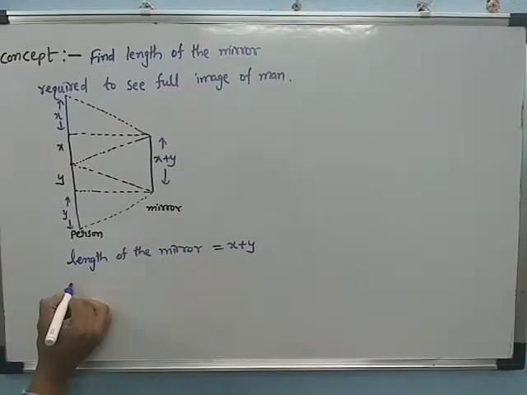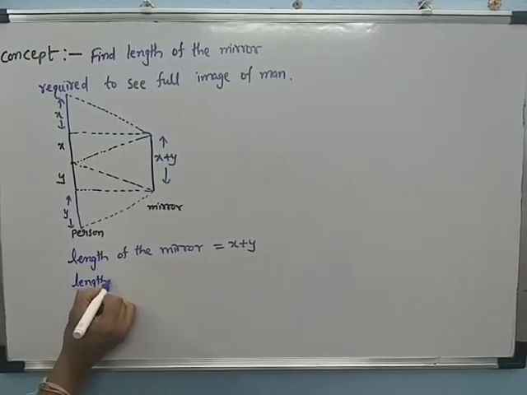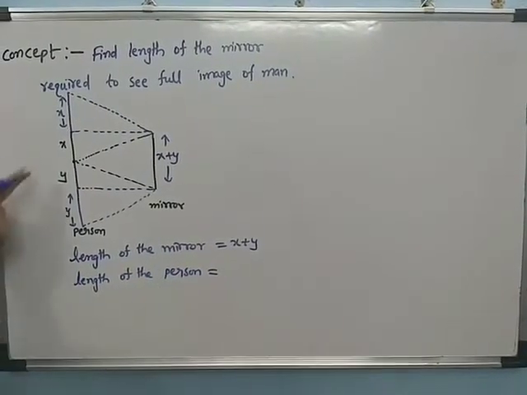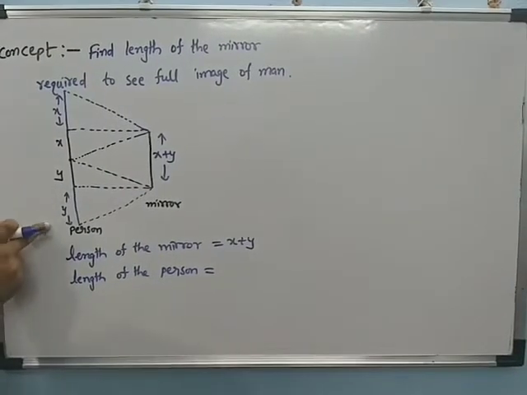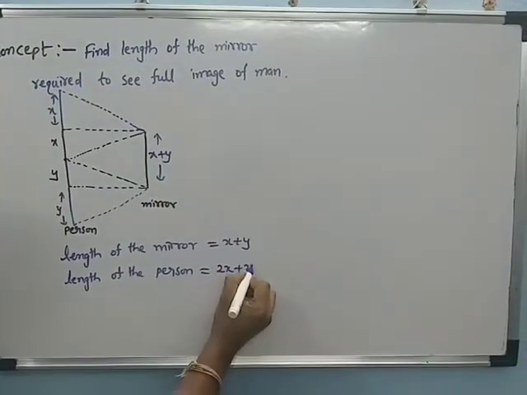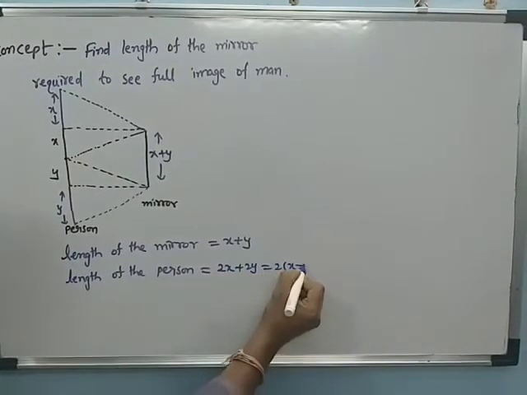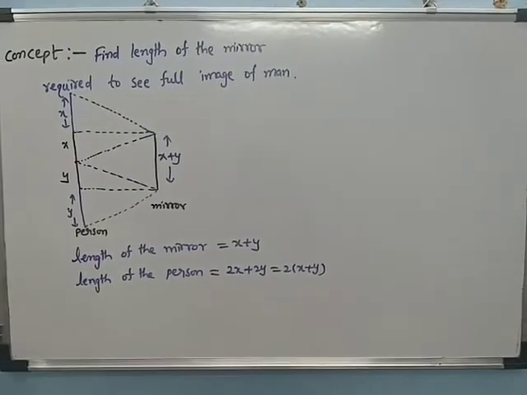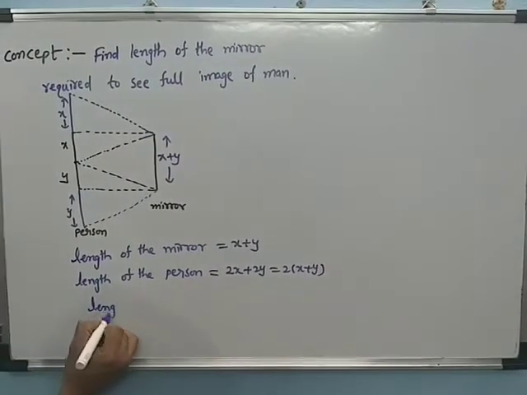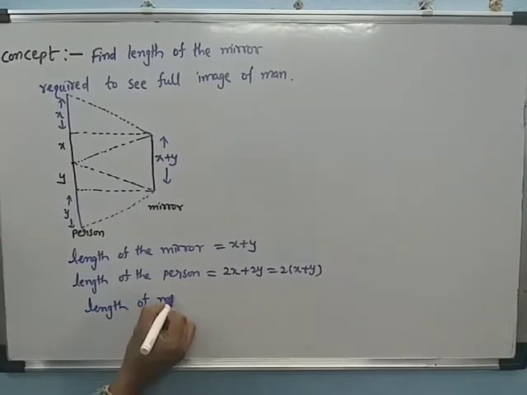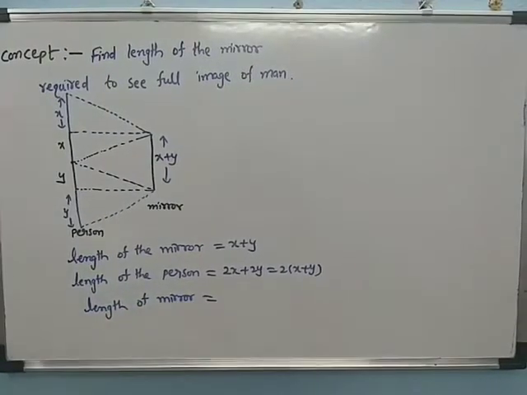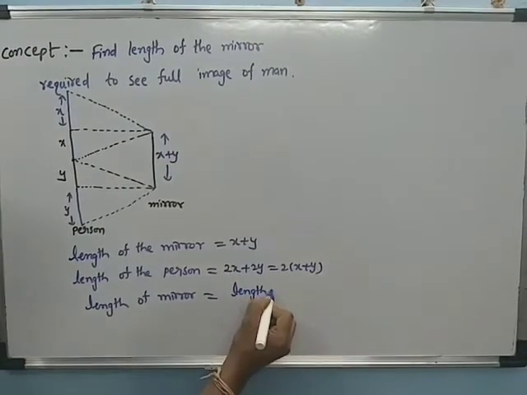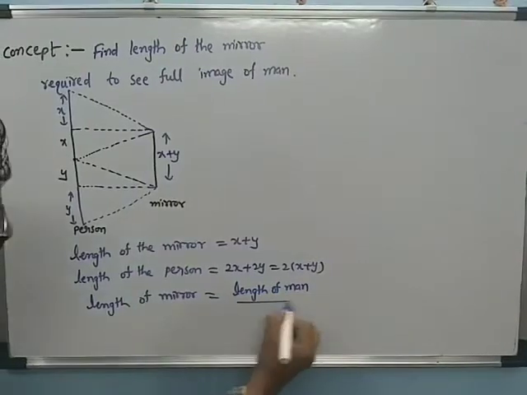Length of the person: we can observe here x plus x and y plus y, so there is 2x plus 2y. Then we take 2 common: 2 into x plus y. So the length of mirror is equal to length of man by 2.